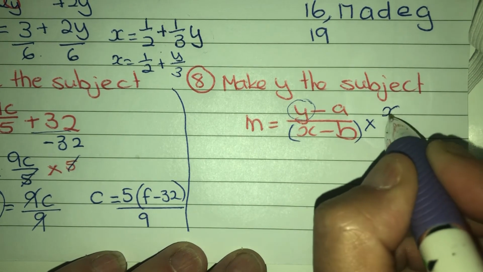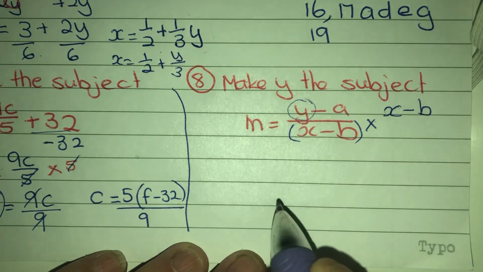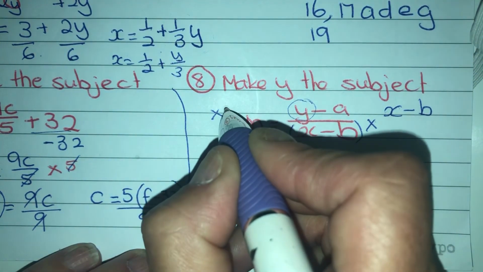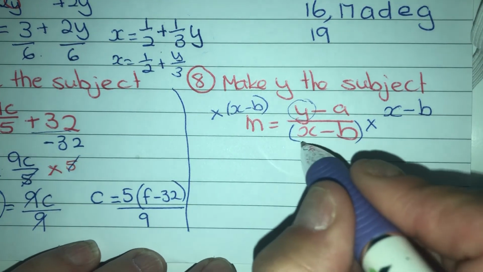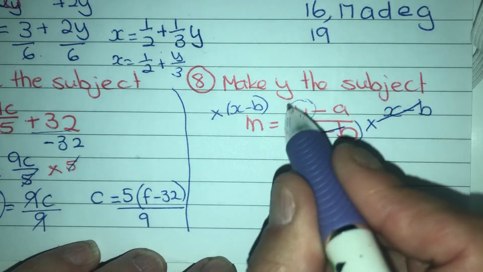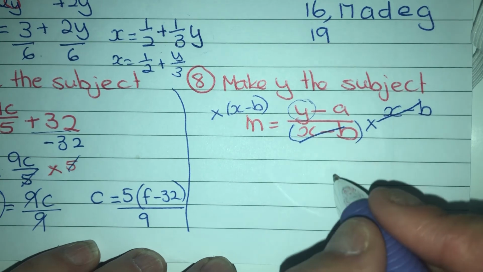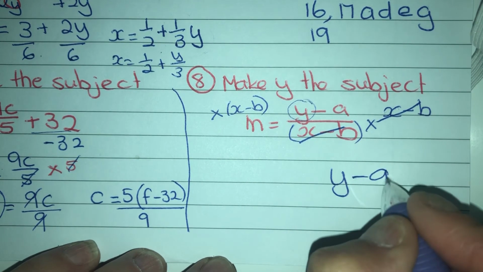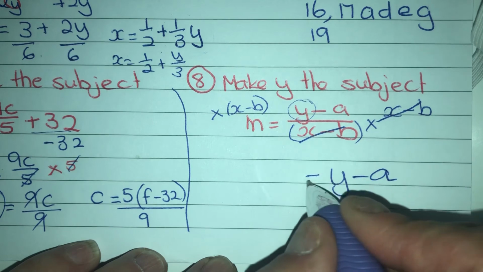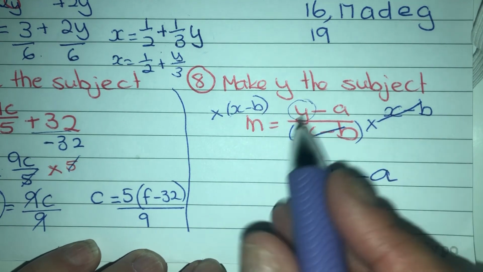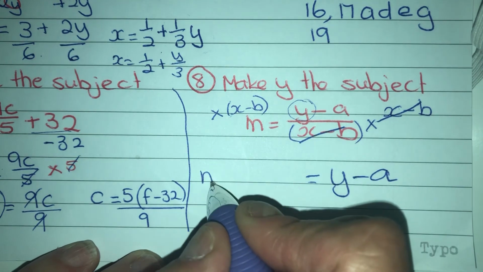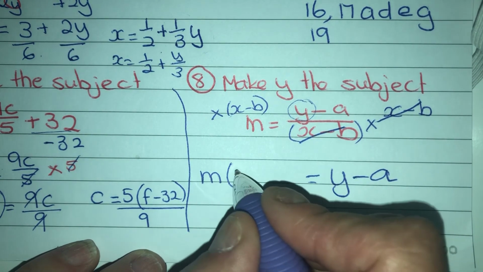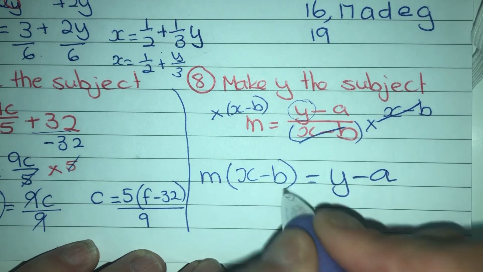So we're going to multiply by x minus b. So we have to multiply this side by x minus b. Now, these all go. So the right-hand side is just y minus a. And the left-hand side, again, we need to use brackets because the whole part of this needs to be multiplied by m. So we put the m out the front, and we're going to have x minus b.